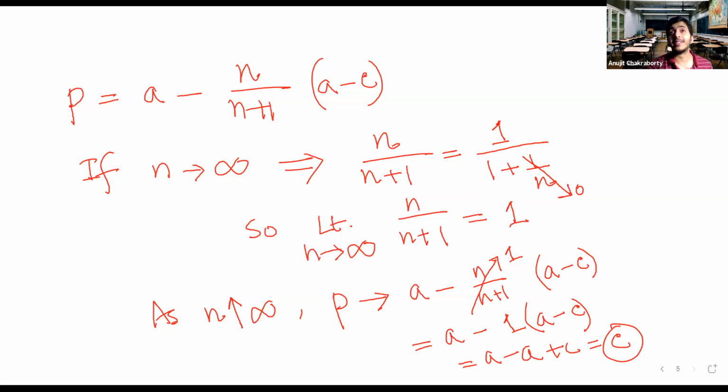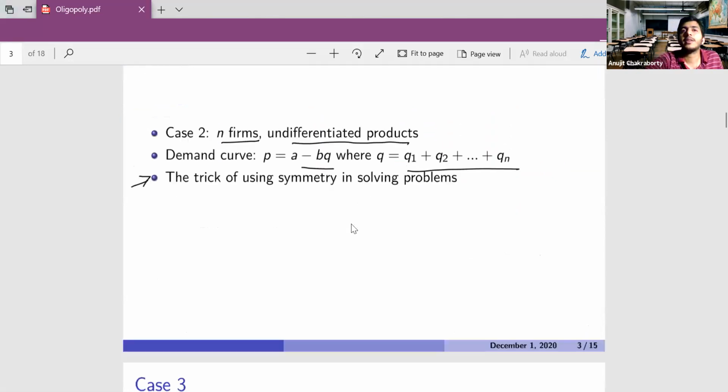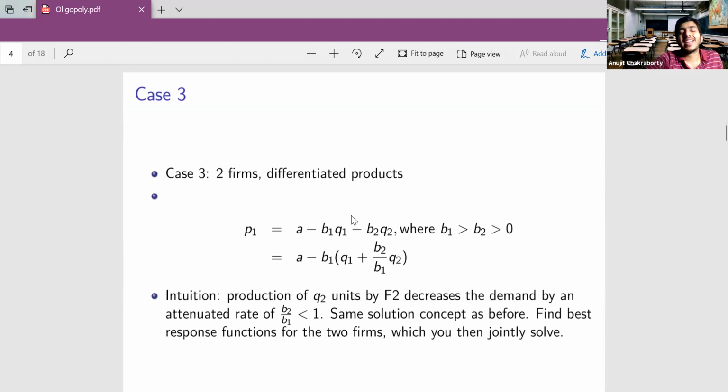Let me do a third case now. So we are still in the world of Cournot. Let me go back to the slides. We just finished case 2, which was finding n firms with undifferentiated products. Case 3 is actually very simple, so I don't want to separately do the math, but I want you to think about it a bit.